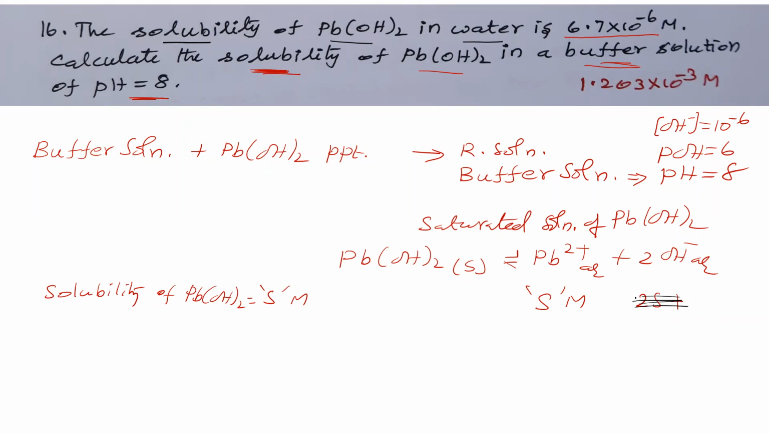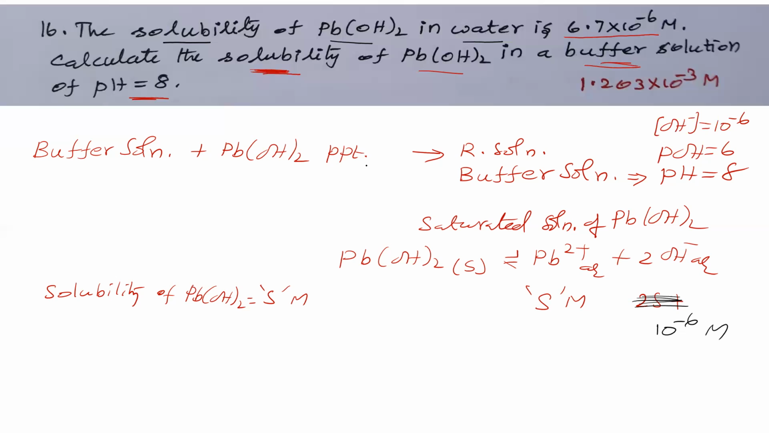Okay. So the concentration of OH⁻ we will write as 10 power minus 6 molar. Why? Because the pH of the solution is given as 8, therefore pOH is 6, therefore the concentration of OH⁻ is 10 power minus 6 molar. So the concentration of Pb²⁺ is S molar, and the concentration of OH⁻ is 10 power minus 6 molar.